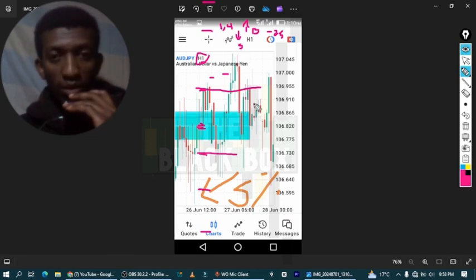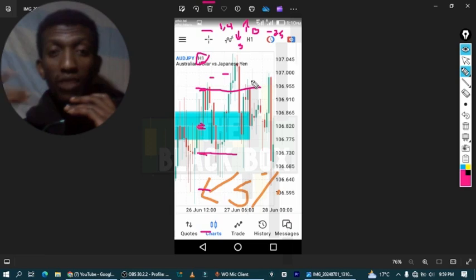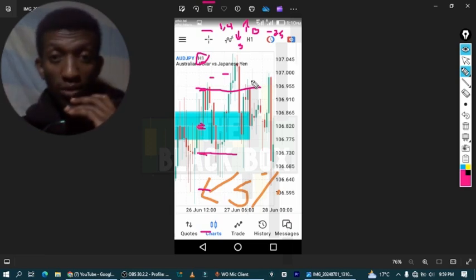Then what happened? Then what do you do now? Just the same thing happened. The price retraced back without hitting TP2. What does that mean? It is a perfect opportunity for us, a perfect opportunity for a buy setup.